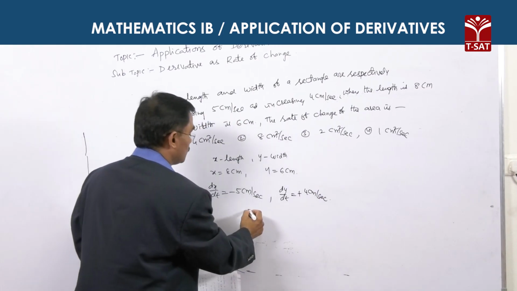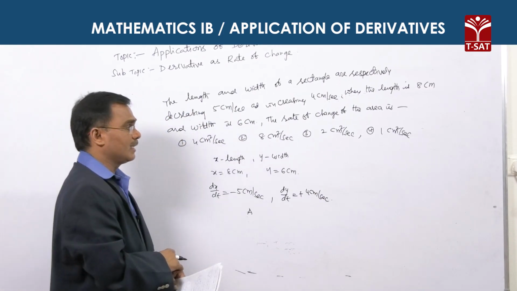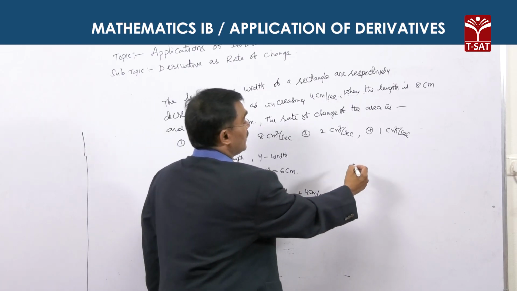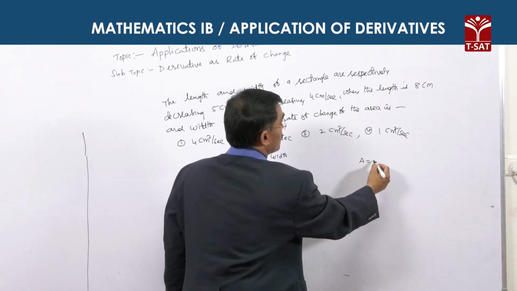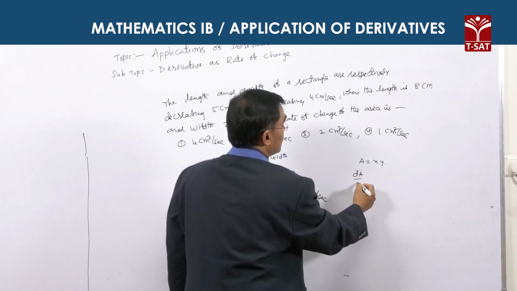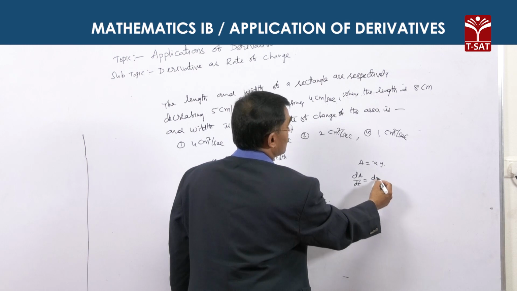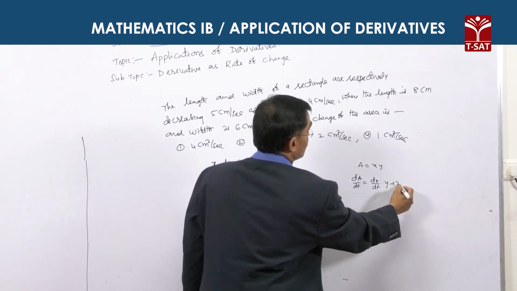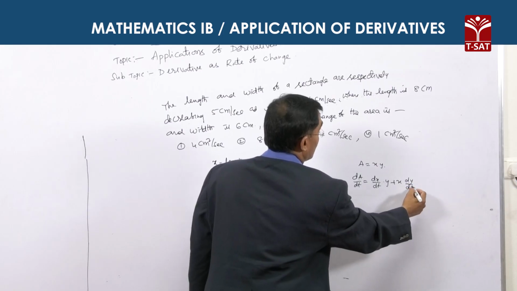Then suppose A is the area. The rate of change of the area is what is asked. We know that the area of the rectangle A is equal to x into y. That implies the rate of change of area, dA by dt, is equal to dx by dt into y plus x into dy by dt.